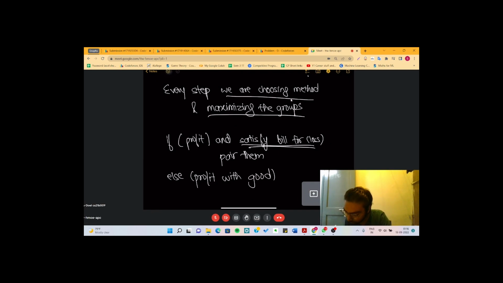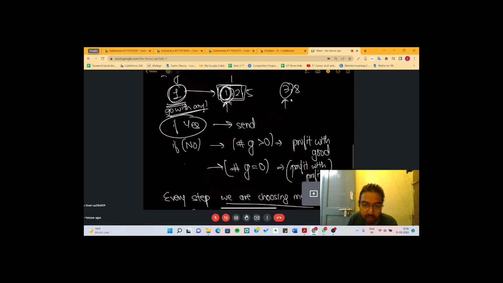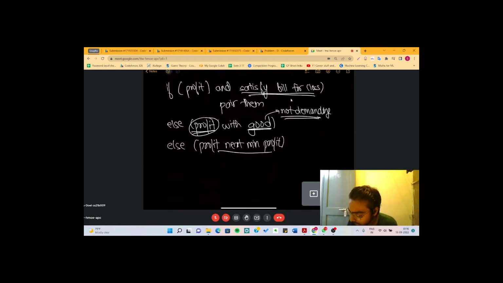So what we are doing is optimizing: we are pairing him with someone who is basically not demanding anything, right? So we are not wasting anything in this step. If this step also is not possible, then we pair the profit one with the next minimum profit guy. Why minimum? Because that's the most optimal case here, right?